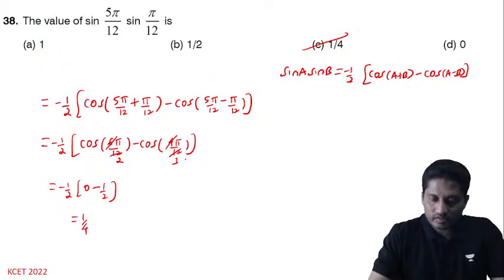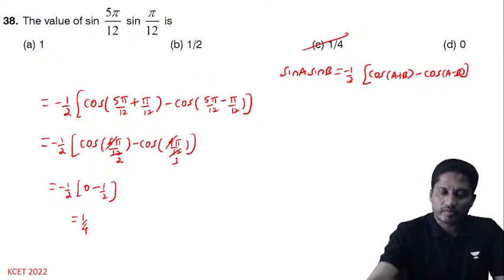Cos 90 is 0, cos 60 is half. Alright, answer is 1 by 4 only. Let's move to the next question.